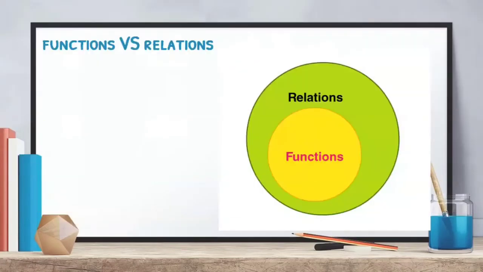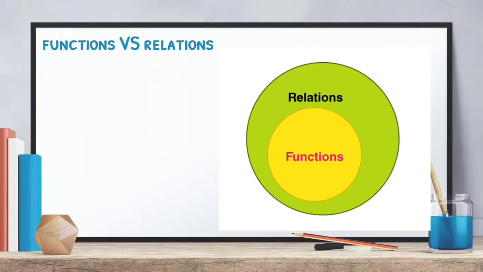None. All right. So now let's go to the comparison of functions and relations. If we represent this using the Venn diagram, the functions is just a subset of our relations. So what can you say about the functions?